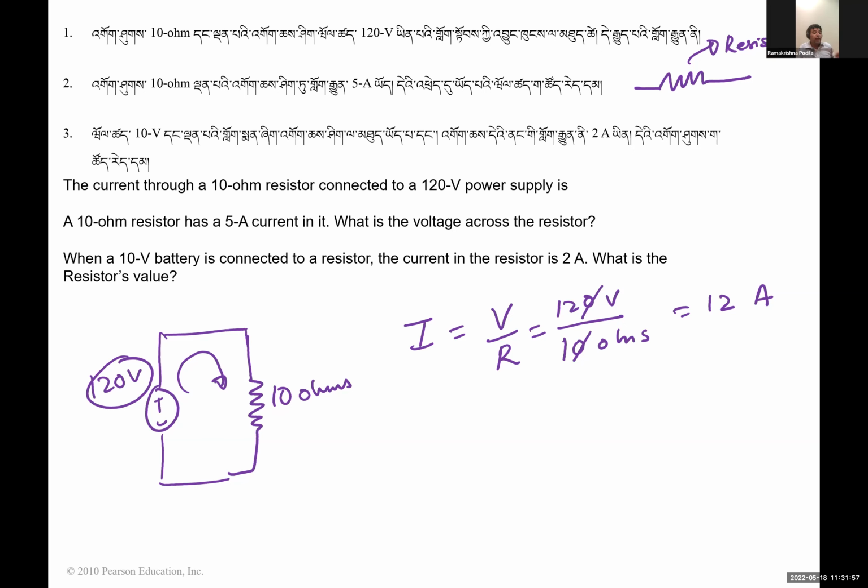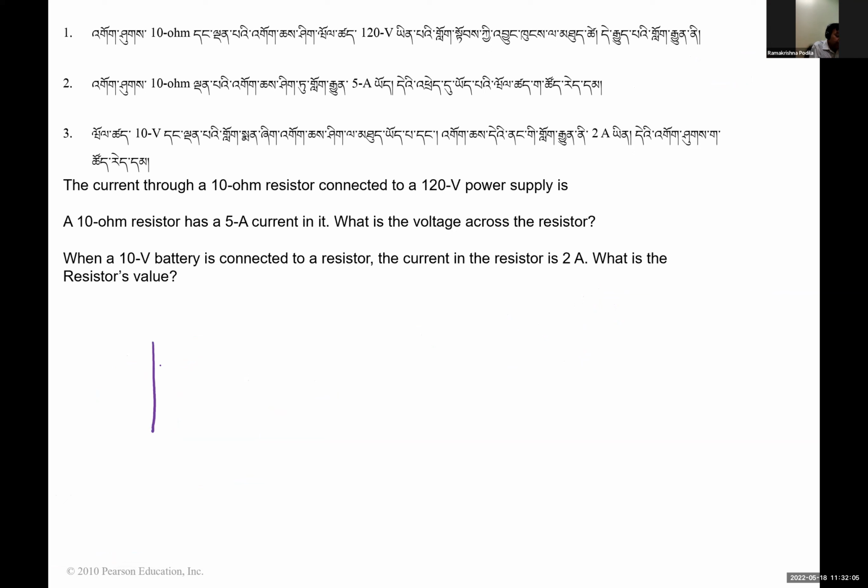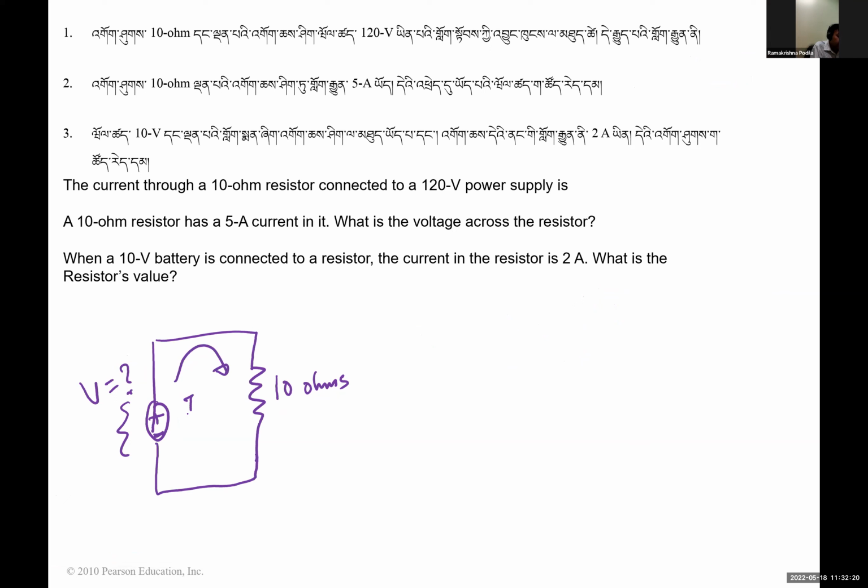Yep. Okay, so then I will let them solve the second question. So the second question is similar, but now you have 10 ohm resistance, right? 10 ohms. And then you're not given what is the potential difference, right? But you are told that the current in this is 5 amperes. So how much should be the voltage?